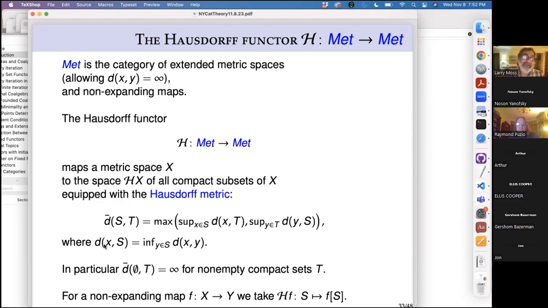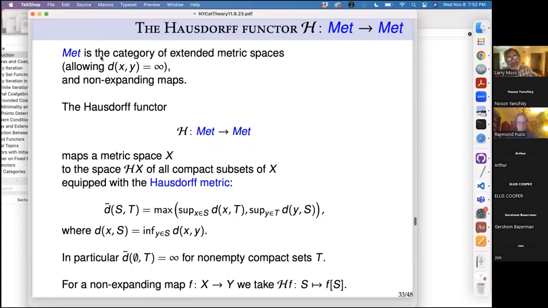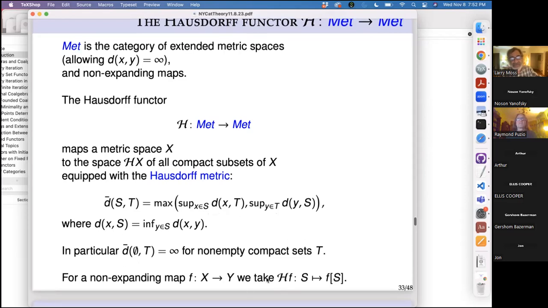What you do is you take the distance from a point to a set, which is the infimum, like this, and then you take the max of anything you could possibly do. Since we're dealing with compact sets in a metric space, they're closed, so these infima are realized. And if you look at how this works, the distance from the empty set to anything is actually infinity. So that's why you need to work with the category of metric spaces that allow infinity. And just like power set, just like every functor in this talk, the way it works on functions is by direct images of sets like this.